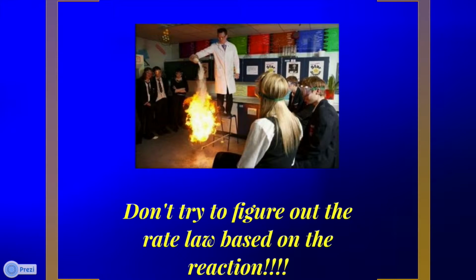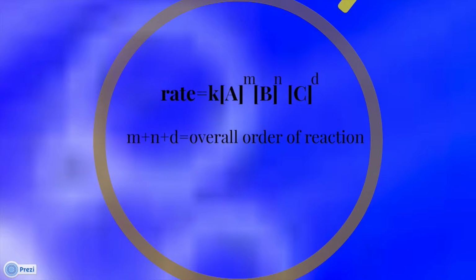Also, the most important thing to remember is that the rate law must be experimentally found, meaning someone has to physically be in the lab determining what the rate law is for a reaction. You cannot just look at the reaction and know what the rate law is. So what do the exponents stand for in the rate law? They describe the order of the reaction, and the sum of the exponents is known as the overall order of the reaction.